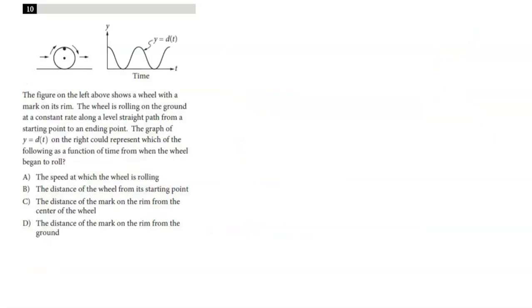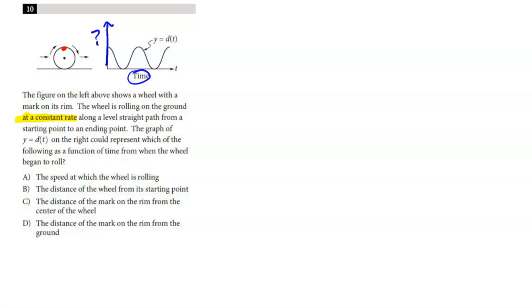All right, the figure on the left above shows a wheel with a mark on the rim. So it looks like the mark on the rim is right there. The wheel is rolling on the ground at a constant rate, so that's important. It's not changing speed, along a level straight path. The graph of y equals d of t on the right could represent which of the following as a function of time from when the wheel began to roll. So notice that we have time down here on the bottom, and we're trying to figure out what this could represent over here. And it looks like we're changing from a high to a low, to a high, to a low, to a high.